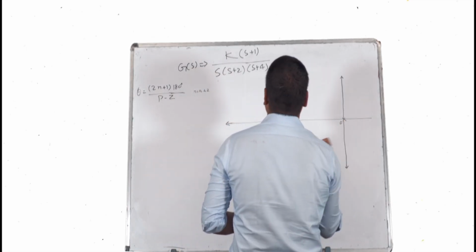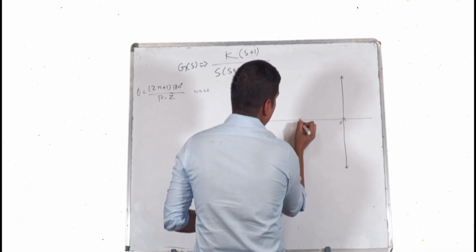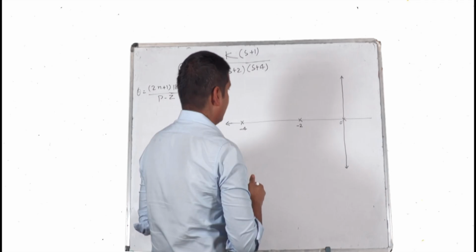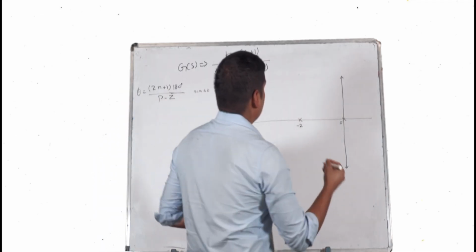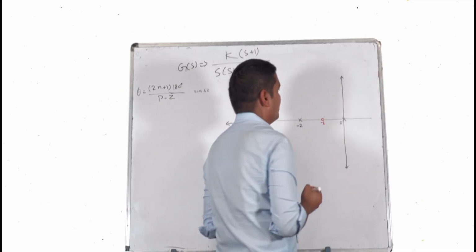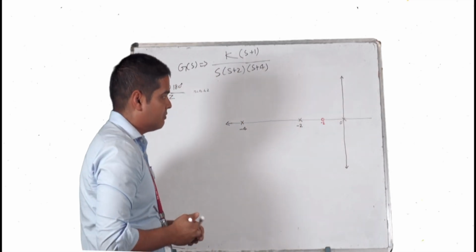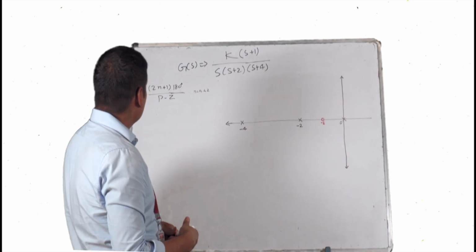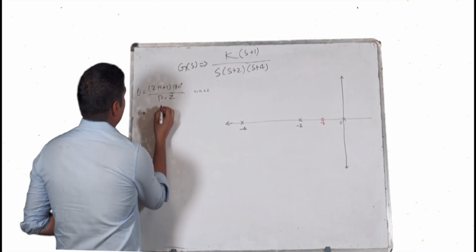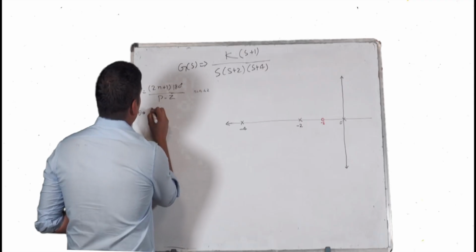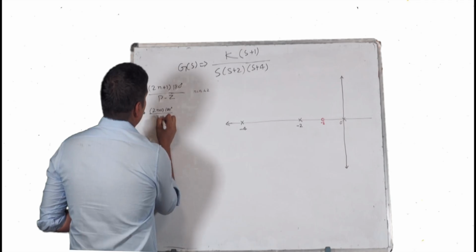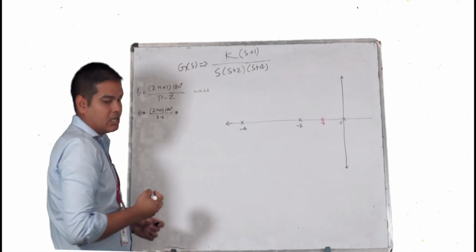So the first pole is at 0, then we have a pole at -2, another pole at -4, and we have one zero at -1. So we have added one zero at -1. Now in this case, the angle of asymptotes are going to be (2n plus 1) times 180 divided by p minus z, that is 3 minus 1.